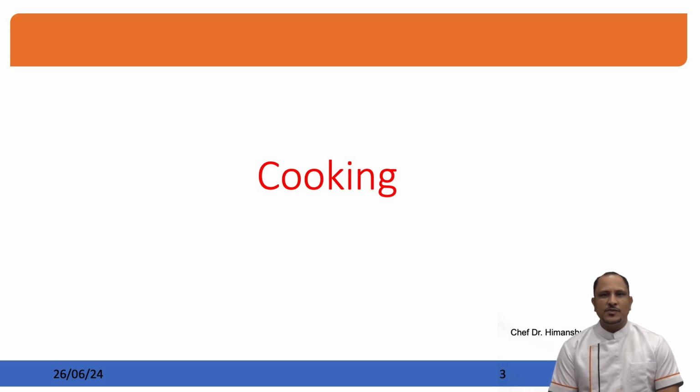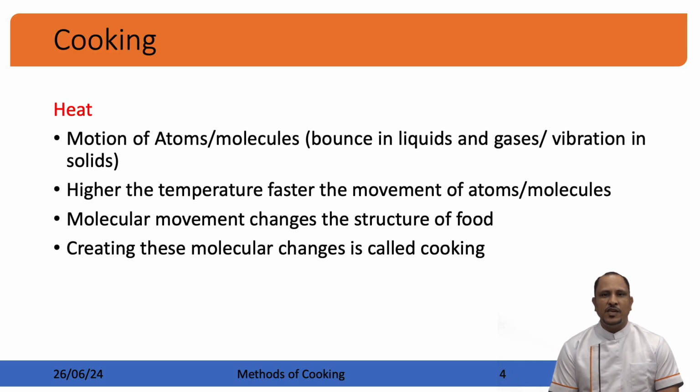Okay. So let's talk about cooking. When we look at the technical definition of cooking, it says cooking is application and withdrawal of heat to attain the desired physical and chemical changes. So let's understand what are these physical and chemical changes and how they take place.